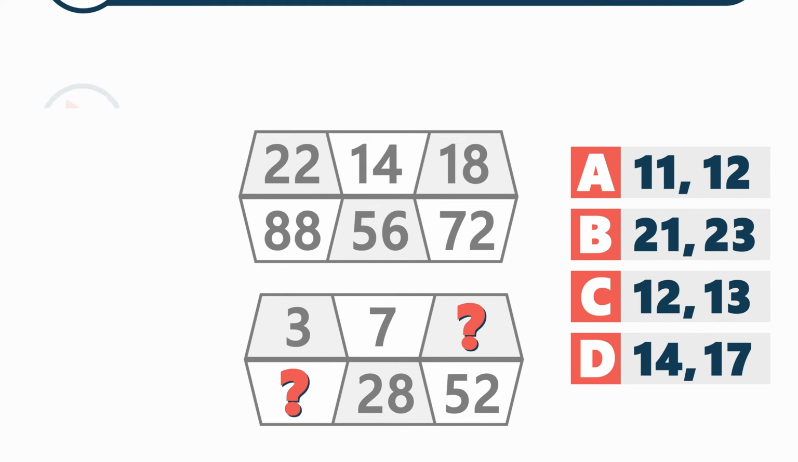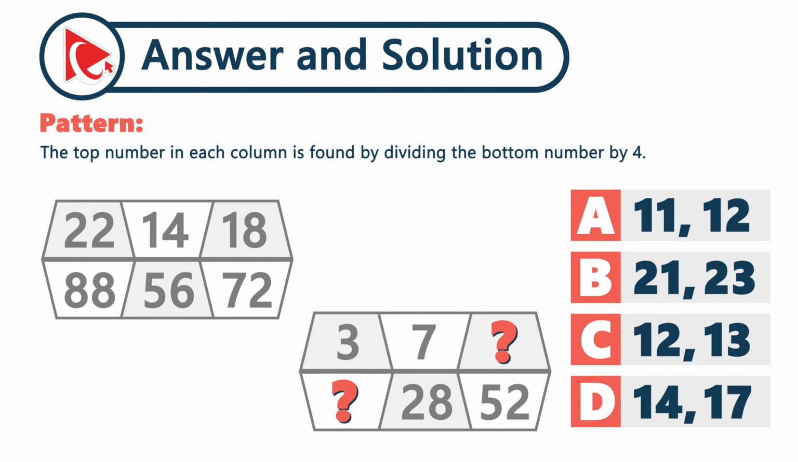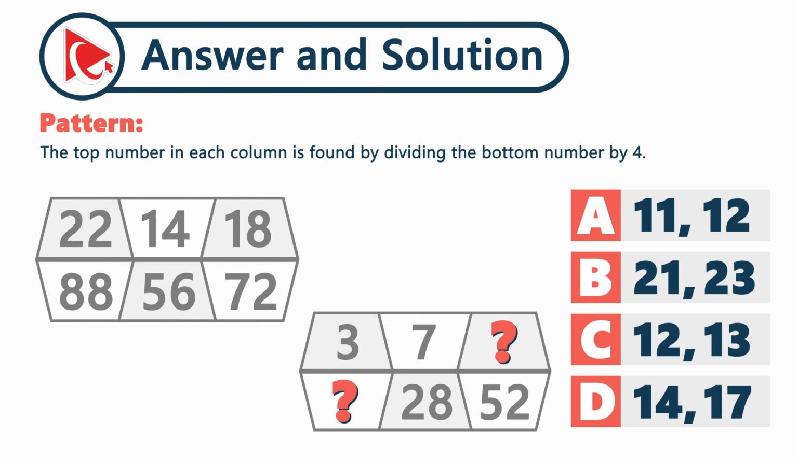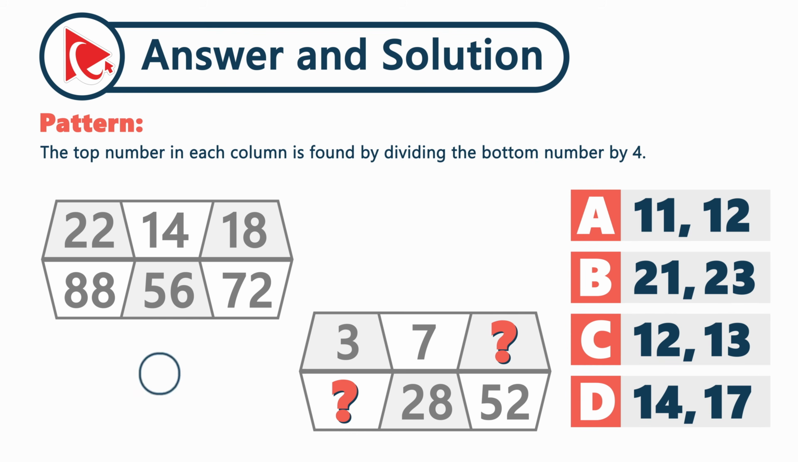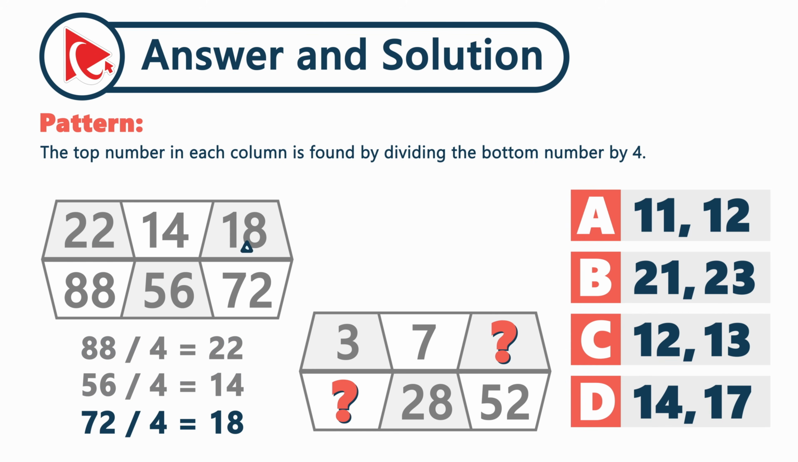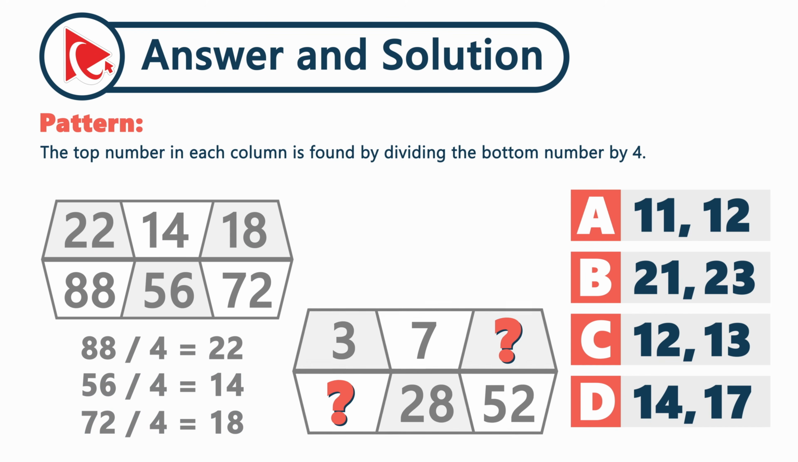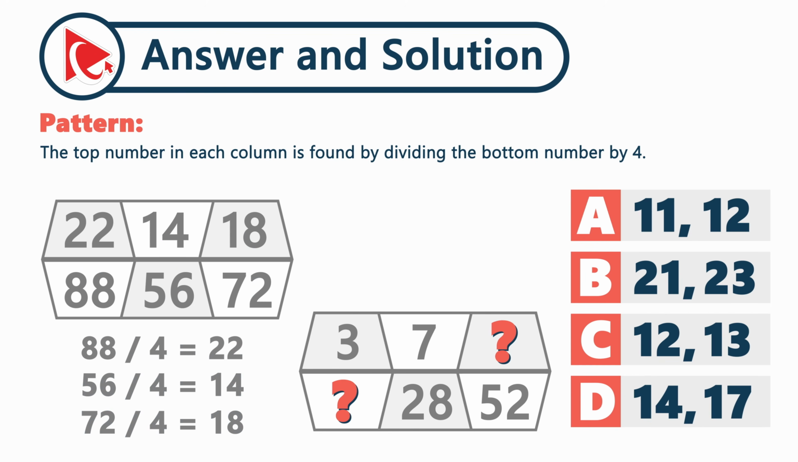In fact, the top number in each column is found by dividing the bottom number by 4. Let's look at the example in the first treasure box to confirm our hypothesis. 88 divided by 4 equals 22. 56 divided by 4 in the middle column equals 14. 72 divided by 4 equals 18. Now we can unlock our treasure box by calculating the missing numbers.